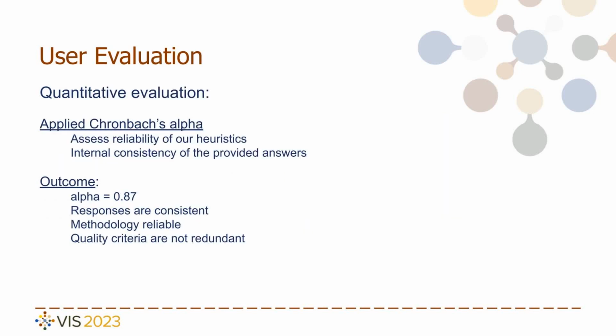We also ran a quantitative evaluation of the results obtained. In particular, we applied Cronbach's alpha measure to assess the reliability of the heuristics and the consistency of the provided answers. The results obtained are very encouraging, and they tell us that the responses were consistent. This implies that our methodology is reliable and that the quality criteria we identified are not redundant.